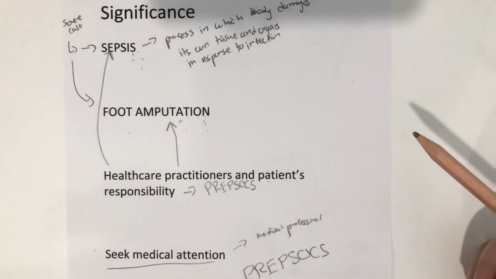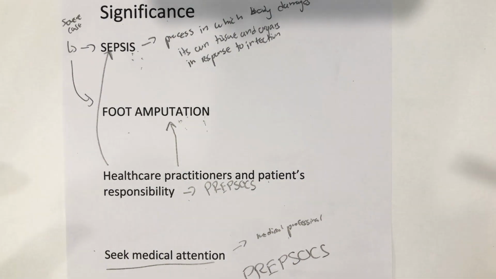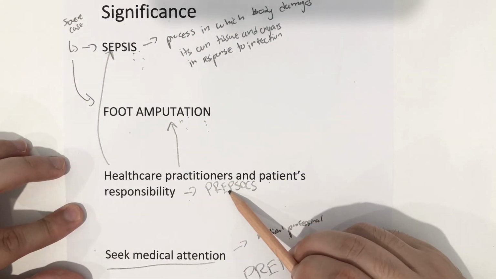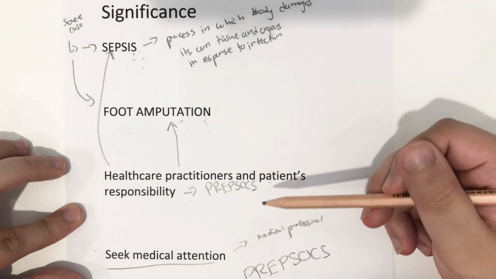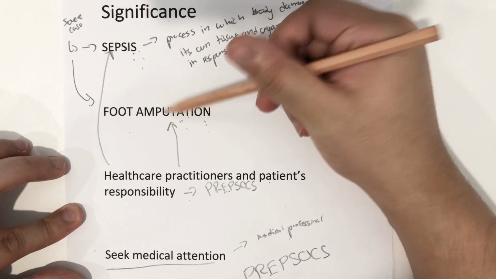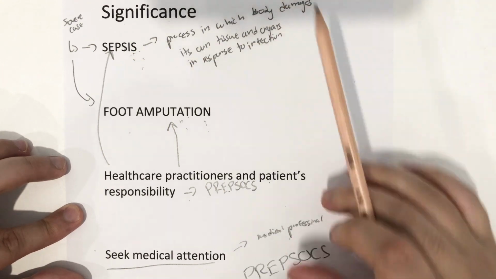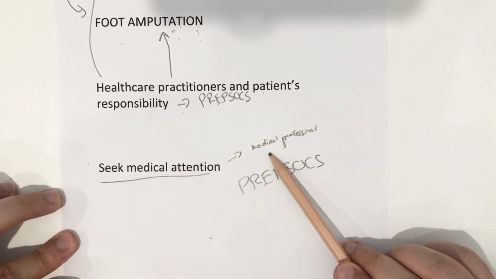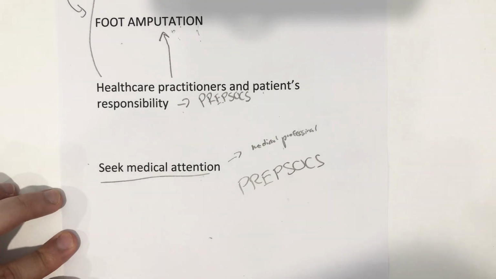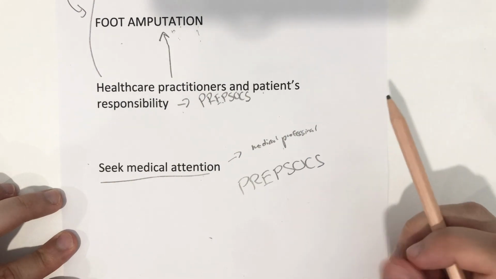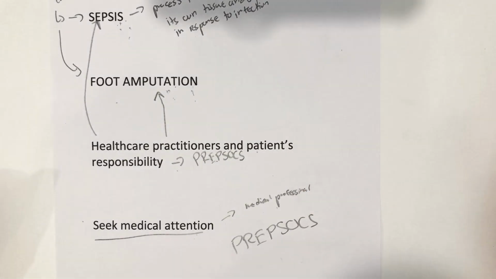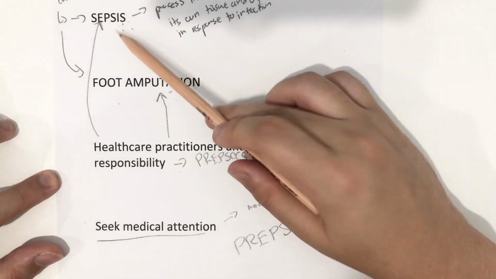It's important for both healthcare practitioners and patients to know the indicators of foot infection, which is by the mnemonic PREP SOCKS, to prevent such complications like foot amputation and sepsis. Therefore, seeking medical attention from a medical professional ensures the infection is managed and for optimal and speedy recovery to occur, while also reducing the risk of serious illness and preventing complications such as foot amputation and sepsis.